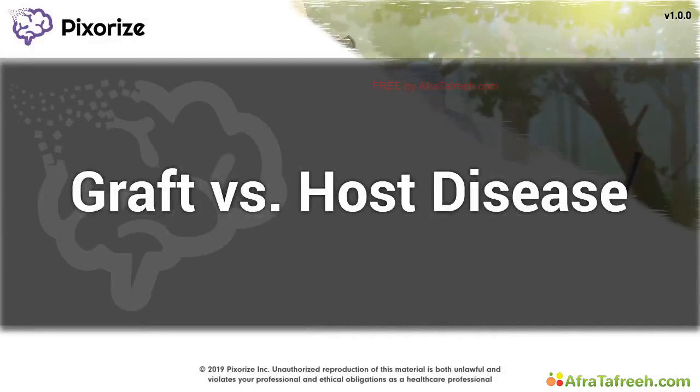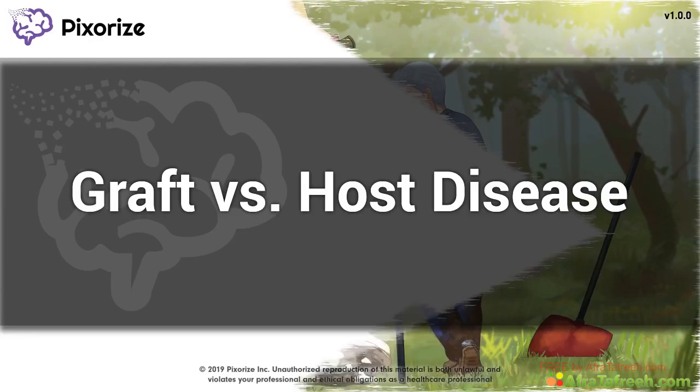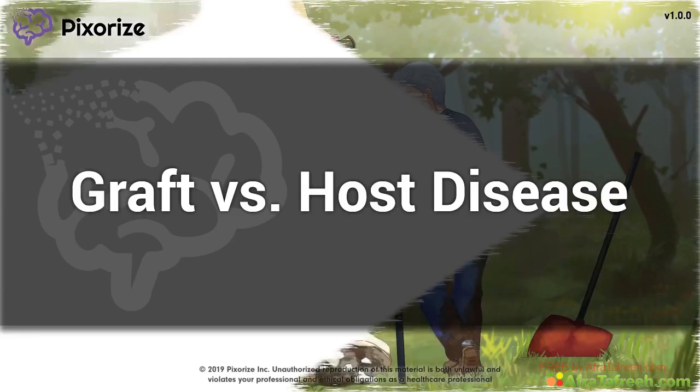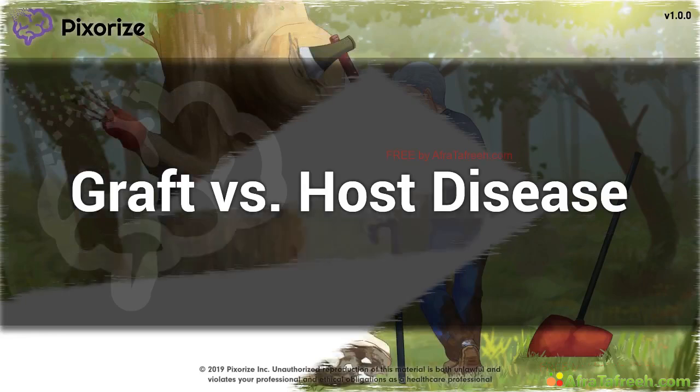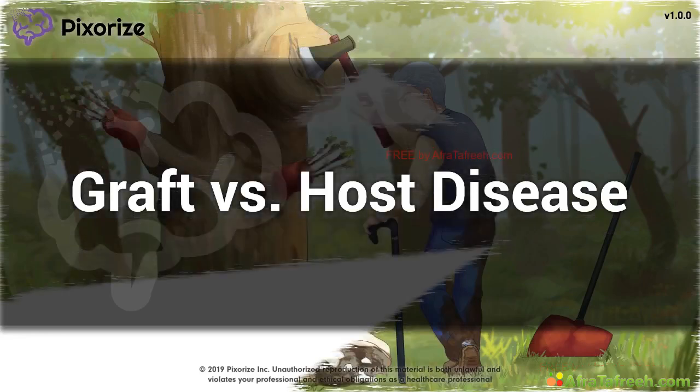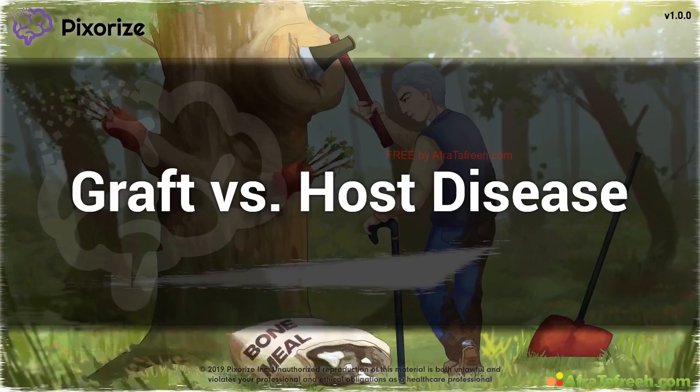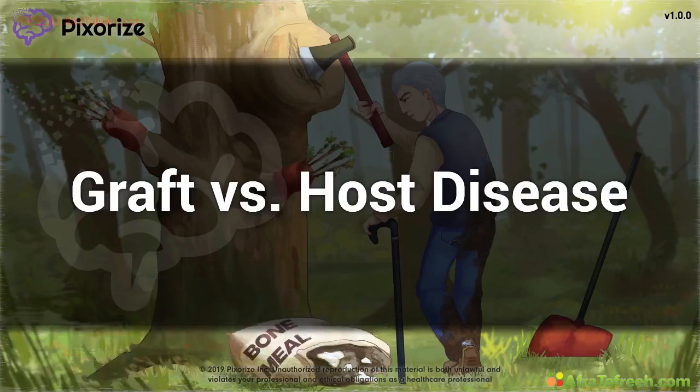Graft versus host disease, or GVHD for short, is a type of pathology associated with organ transplant. In GVHD, donor T cells attack an immunocompromised host. In this video, I'll share my visual mnemonic to help you remember all the information about GVHD so you'll be ready for test day.